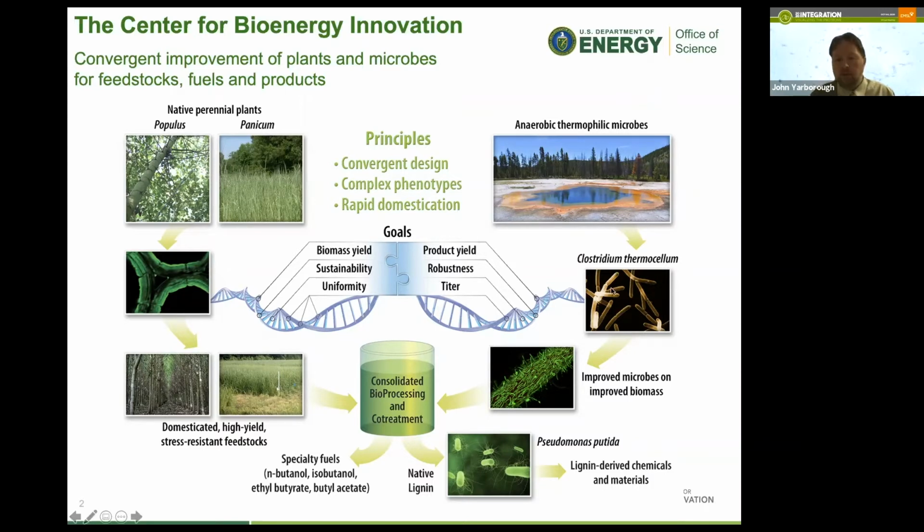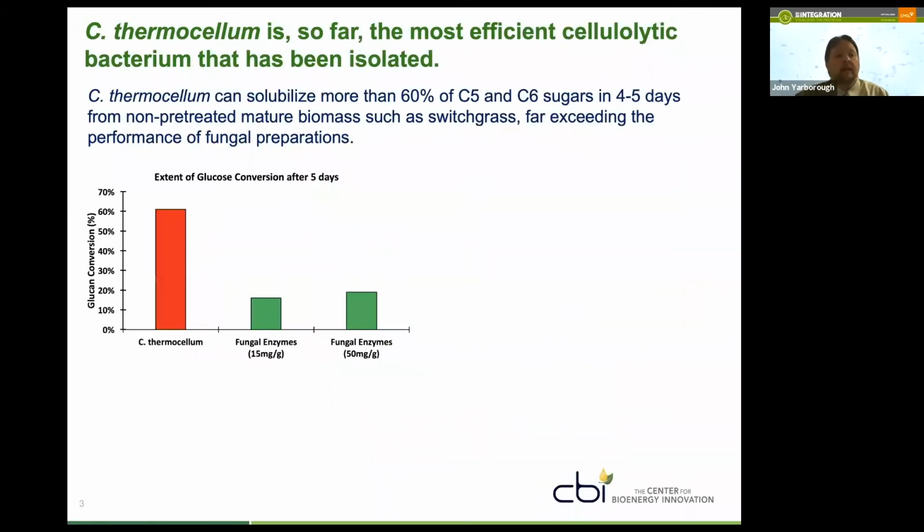And what we're interested in, my area that we're working on, is the Clostridium thermocellum bacteria cell. The reason why this is important is that C-therm is so far the most efficient cellulolytic bacterium that has been isolated. C-therm can solubilize more than 60% of the C5, C6 sugars within a 4 to 5 day period from non-pretreated biomass. Normally we use pretreated biomass, using chemical pretreatments to make it easier to digest. C-therm does not need that.